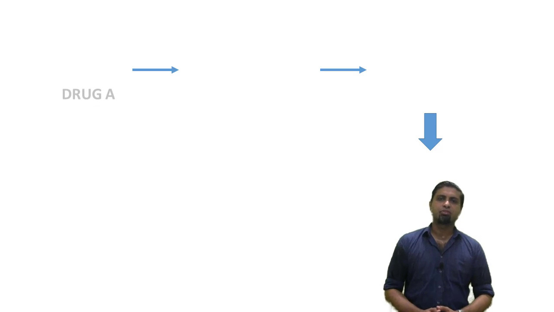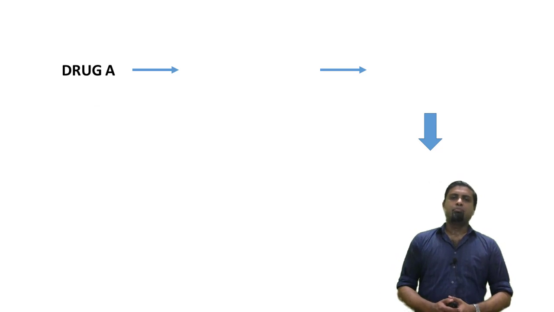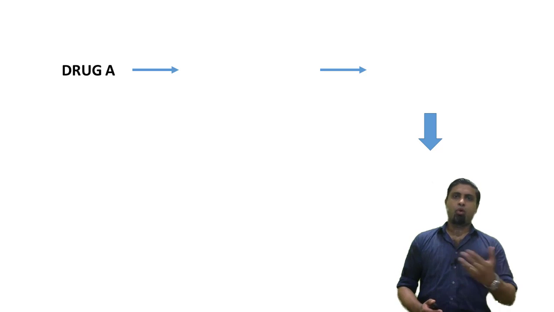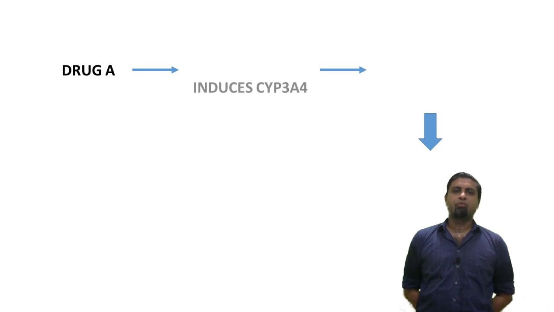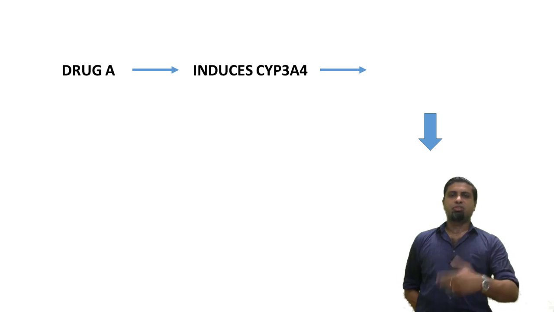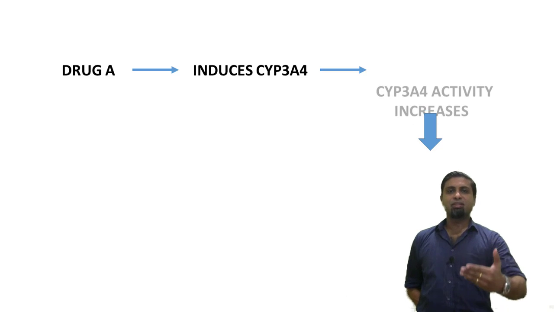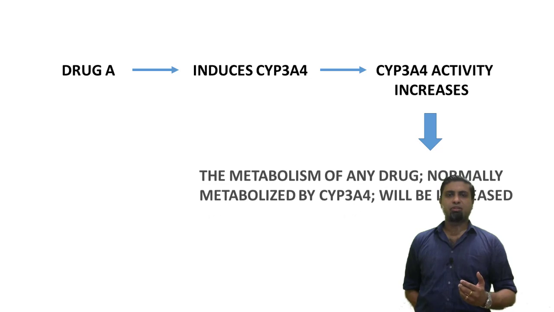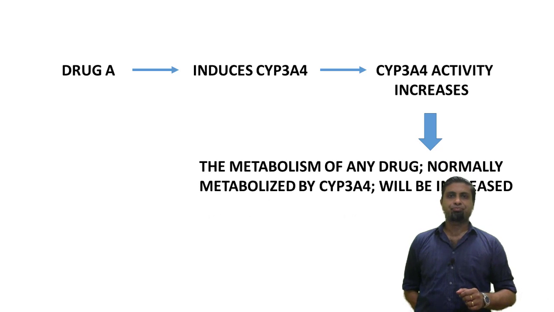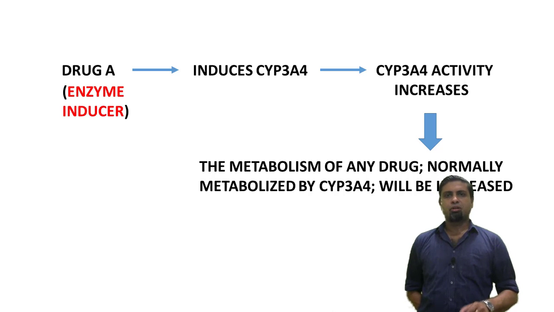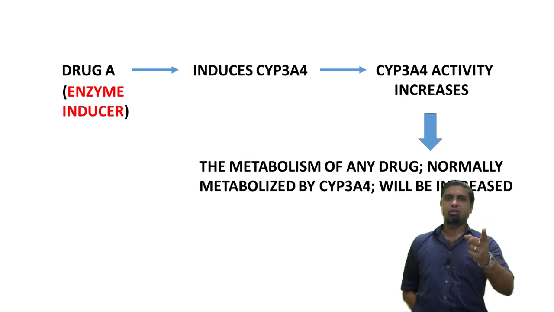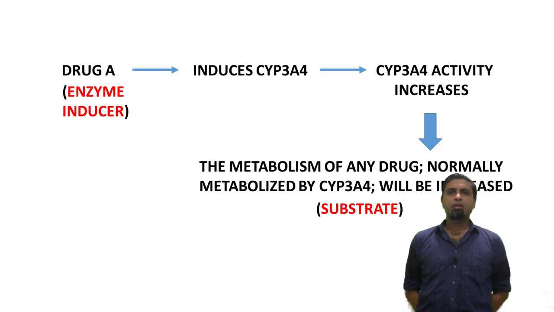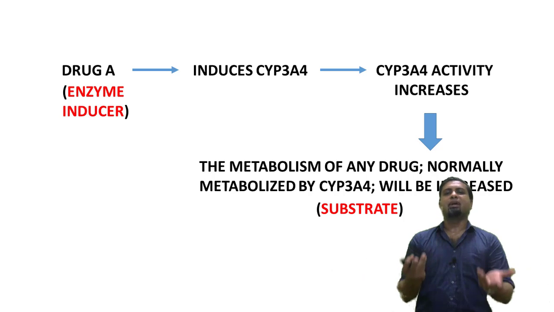Now let's take an example for this. Drug A. Let drug A be a drug that is going to induce one of the enzymes in the cytochrome P450 system. Let that enzyme be CYP3A4. So by inducing CYP3A4, it is increasing the activity of CYP3A4, which would mean that any drug metabolized by CYP3A4 is going to get metabolized faster. Drug A would be called the enzyme inducer, and any drug whose metabolism is increased as a result of drug A would be called a substrate. So this is what you would call a drug interaction.